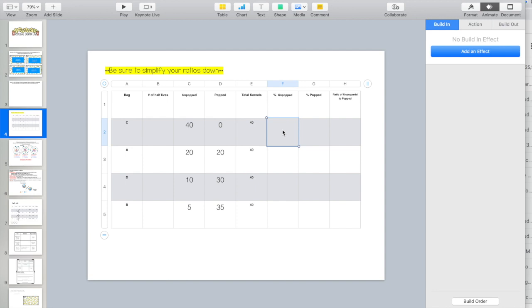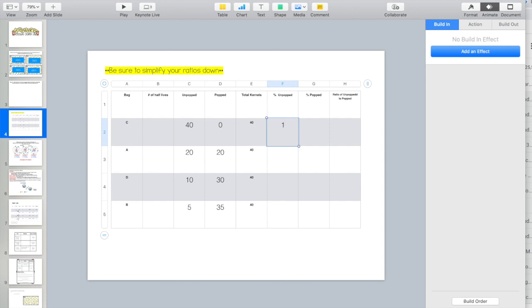Now we have to take a look at our percentage. Our whole that we're looking at is 40 kernels. Okay, that's our whole. So that is 100%. 40 out of 40 is our 100%. We want to know the percentage of unpopped and the percentage of popped. No matter what, these two columns right here must add up to equal 100%, or the whole, which is 40 kernels. So if you look right here, we have 40 that are unpopped out of 40. What percentage would 40 out of 40 be?